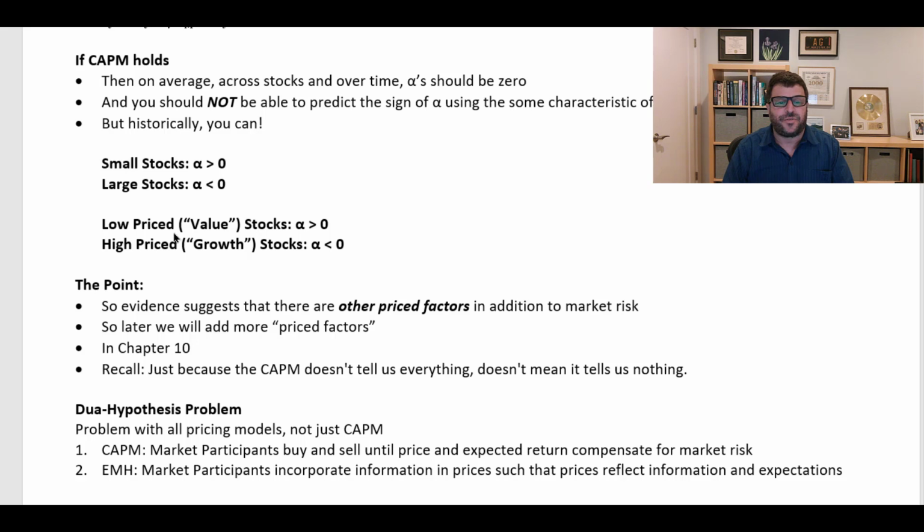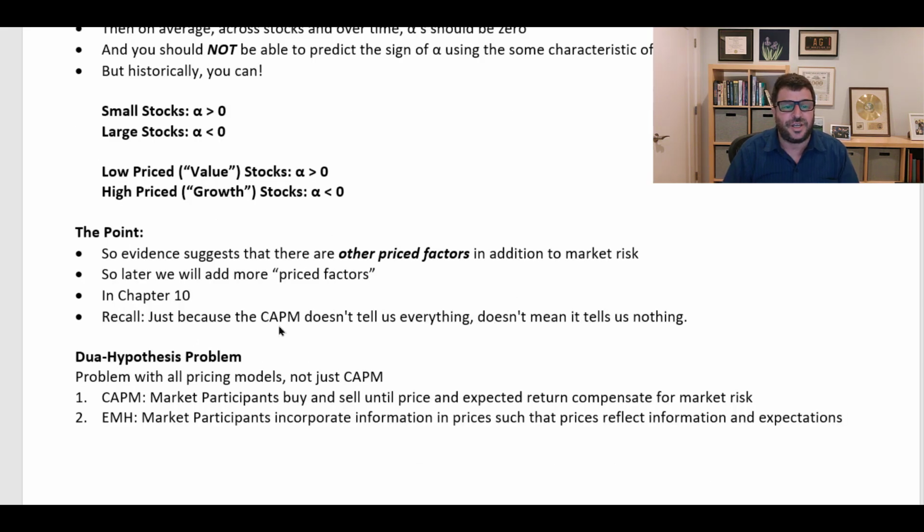And stocks that have a relatively high price to earnings, price to EBITDA, price to book, tend to have a negative alpha. And so stocks which are commonly called growth stocks tend to earn less than the CAPM says they should earn. The point is that evidence suggests that there are other things in addition to the market risk. And so later in chapter 10, we'll add more priced factors once we do a little bit more regression math. And recall, just because the CAPM doesn't tell us everything doesn't mean it tells us nothing, but there's fairly good evidence that just the market is not explaining everything, that there are other priced factors. And here's a story that indicates why that might be the case.